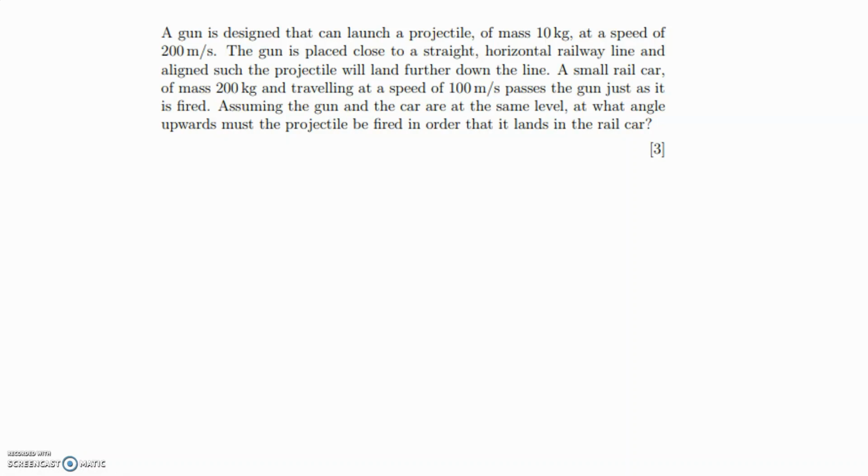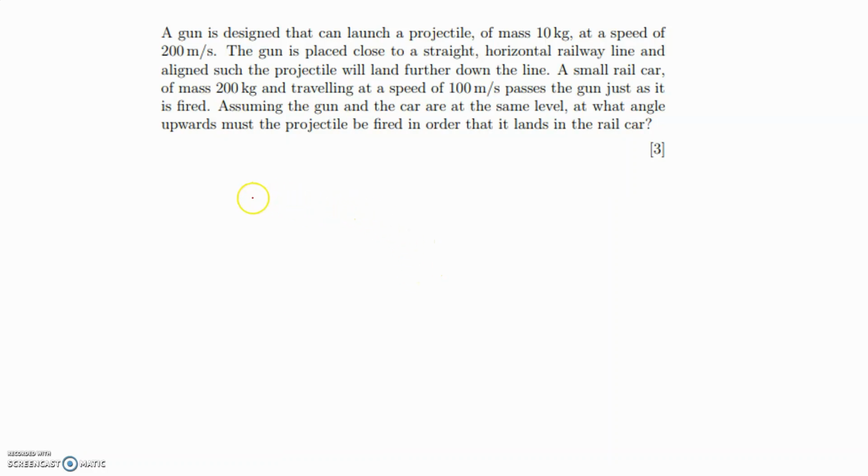We're going to go through it all. A gun is designed that can launch a projectile of mass 10 kilograms at a speed of 200 meters per second. The gun is placed close to a straight horizontal railway line and aligned such that the projectile would land further down the line. A small rail car of mass 200 kilograms and travelling at a speed of 100 meters per second passes the gun just as it is fired. Assuming the gun and the car are at the same level, at what angle upwards must the projectile be fired in order that it lands in the rail car?